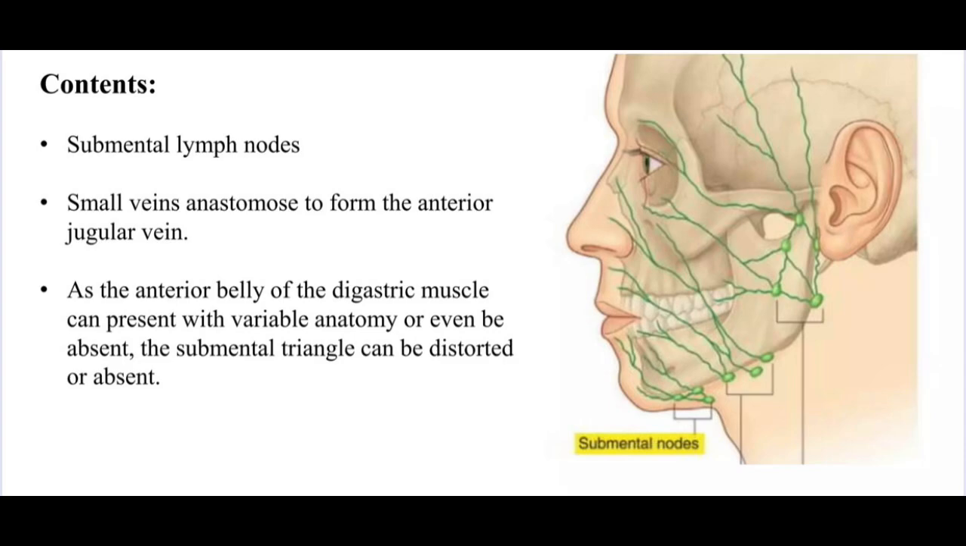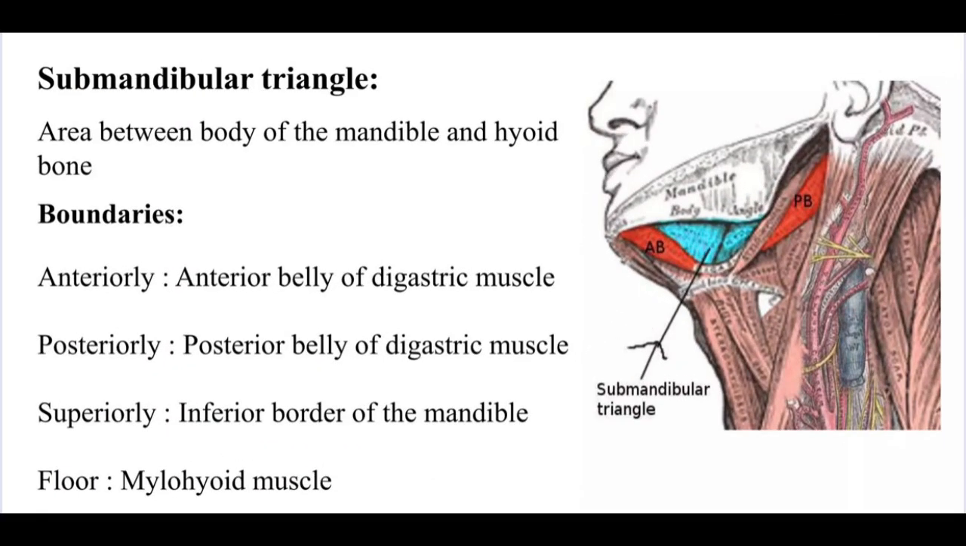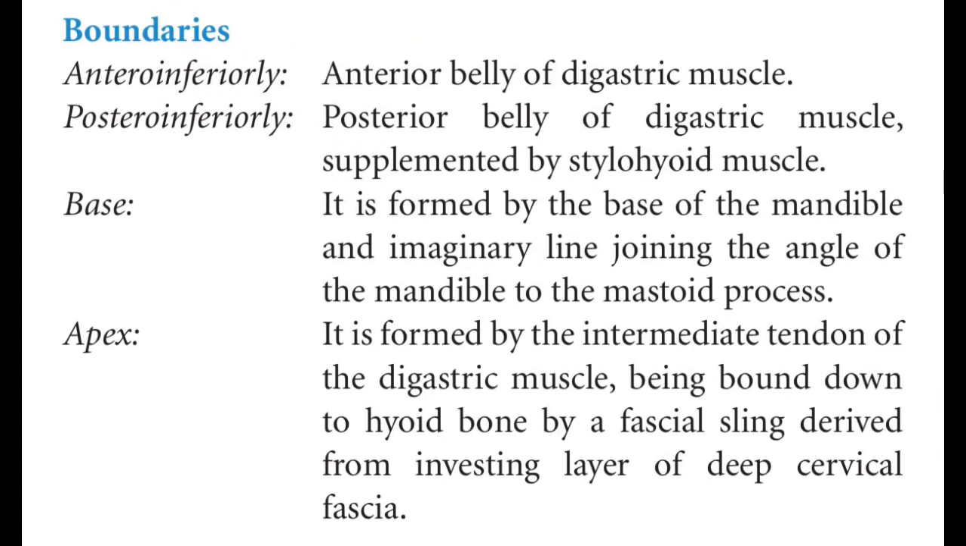The next one is the digastric triangle. As the name suggests, it is formed from the digastric muscle, or you can call it the submandibular triangle. Now the next thing is the boundaries of the digastric triangle. Anterior inferior: if you are standing inside, in the anterior inferior part, downside, you can see the anterior belly of the digastric muscle, which you are seeing on your screen.